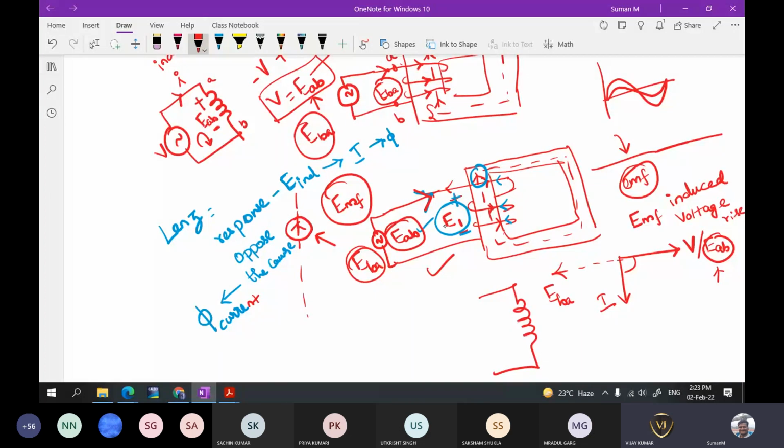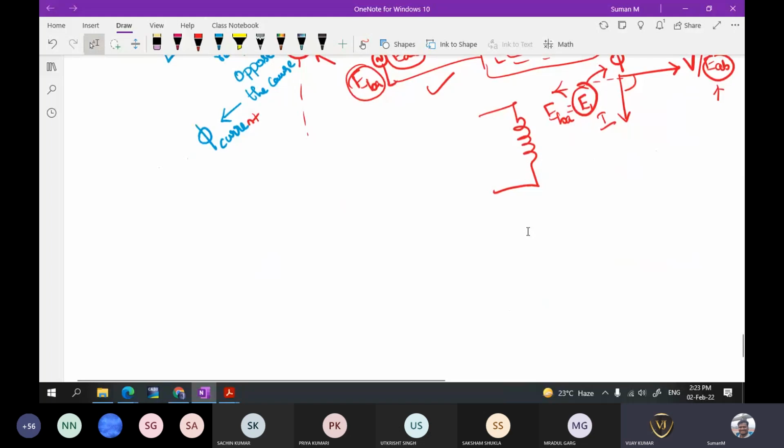This will be equal to E1. E1 is nothing but the induced EMF. This induced EMF is because of the flux which is established because of the current flowing through the circuit. Okay, is this clear?